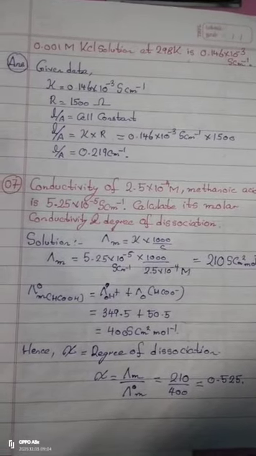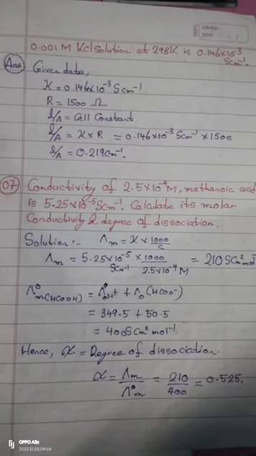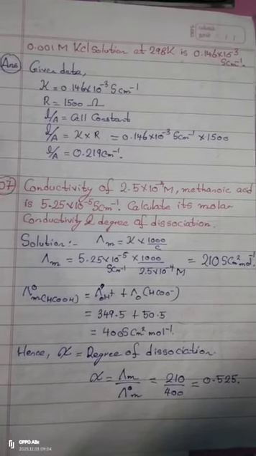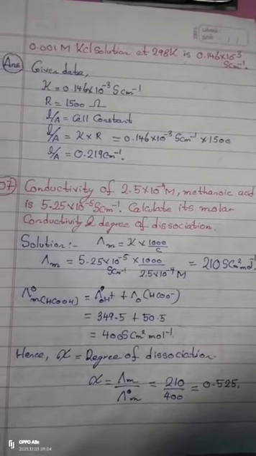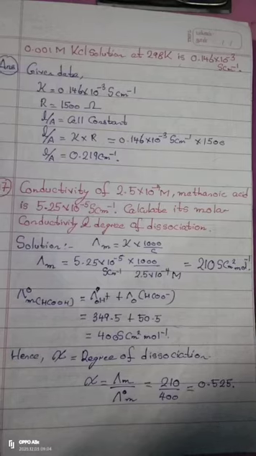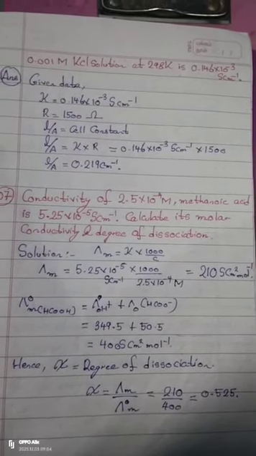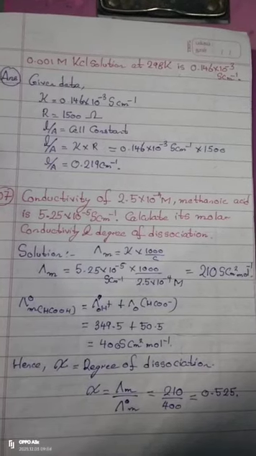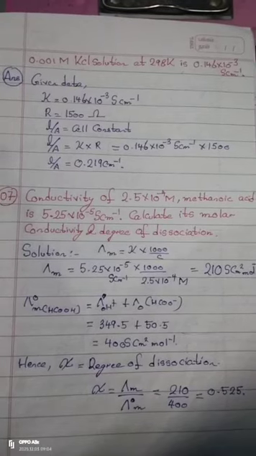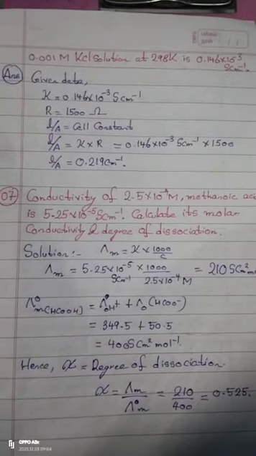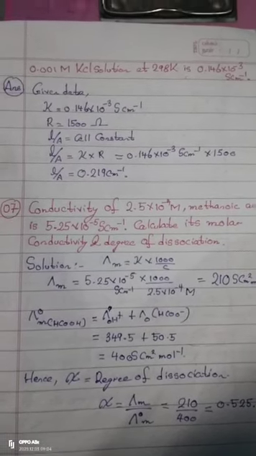Given data: kappa, the symbol for conductivity, is 0.146 × 10^-3 Siemens centimeter inverse, and resistance is 1500 ohms. Cell constant G* equals L by A. We can also write L by A equal to conductivity times resistance, kappa times R. Hence L by A equals 0.219 centimeter inverse. That is the cell constant, G*.